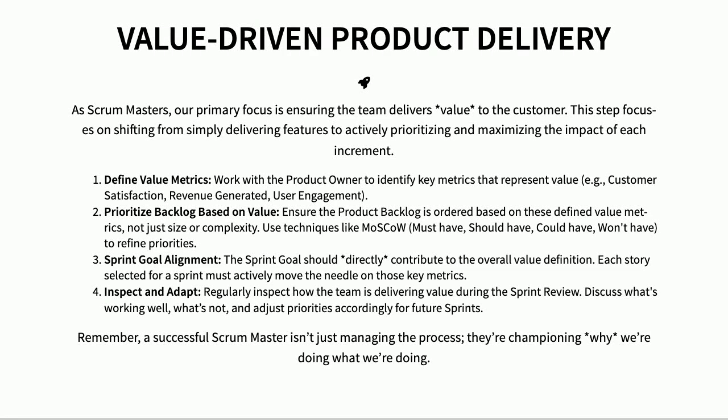Okay team, let's talk about delivering value. As Scrum Masters, we need to make sure every single thing our team builds is actually making a difference for the customer. This slide outlines how to prioritize our work based on those key metrics, things like how happy customers are or what revenue we're generating. It's not just about what we build, but why. We want to align each sprint with a clear goal that directly contributes to these value measurements. And importantly, let's keep the conversation going during sprint reviews, constantly inspecting and adapting our approach based on whether we're actually delivering what matters most.